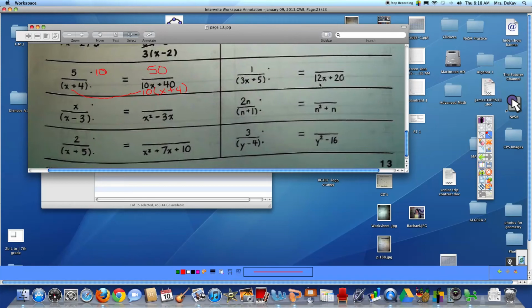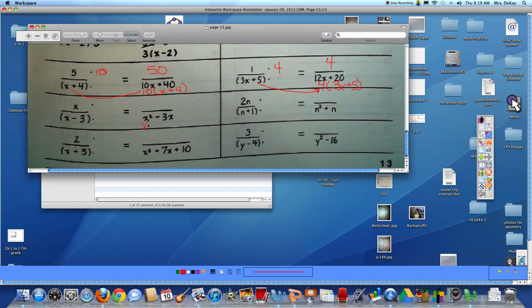Okay, where did I leave off? Whose turn is it? Keely's. Keely, what am I going to factor out? 4. Good. What am I going to have? 3x plus 5. So what am I missing? 4, right? So the numerator is 4. Good job.